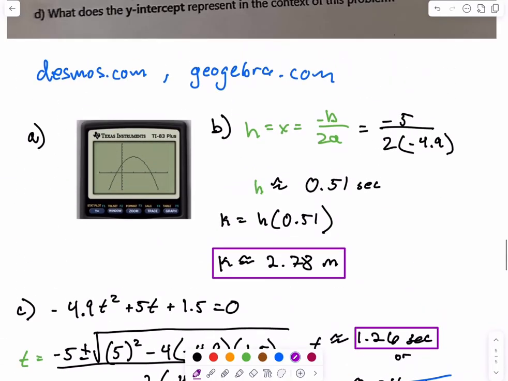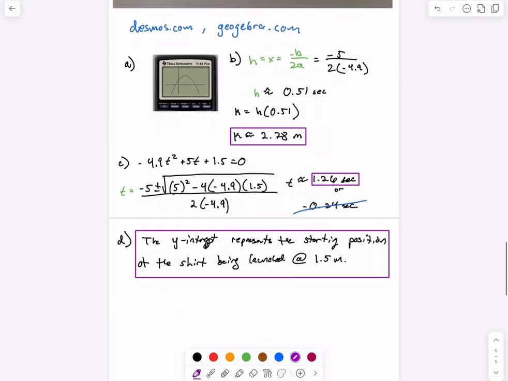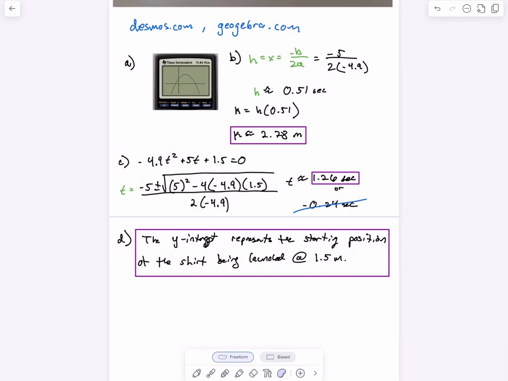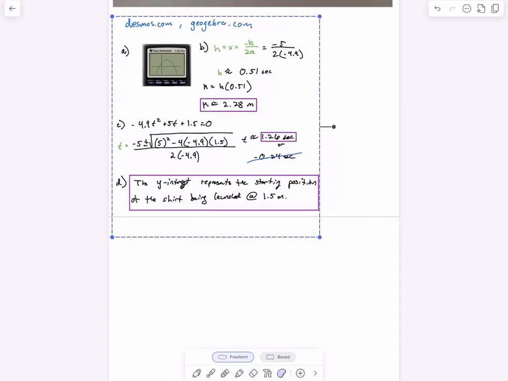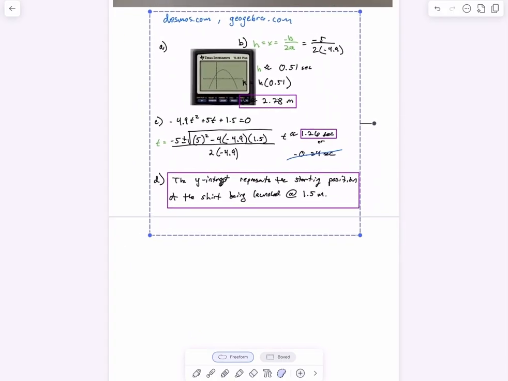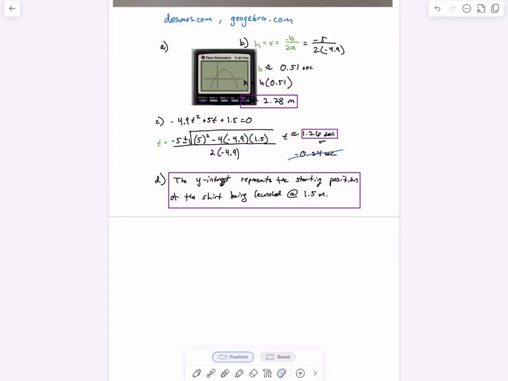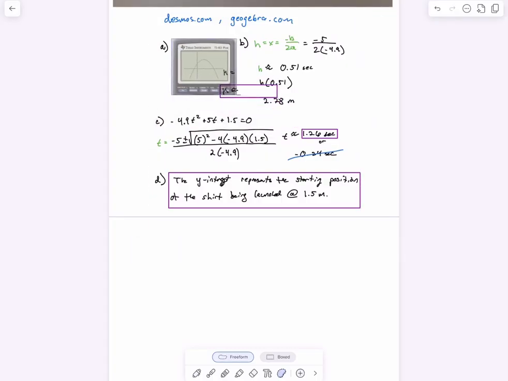Okay, let me see here. I am going to shrink this down just to get it on one page.